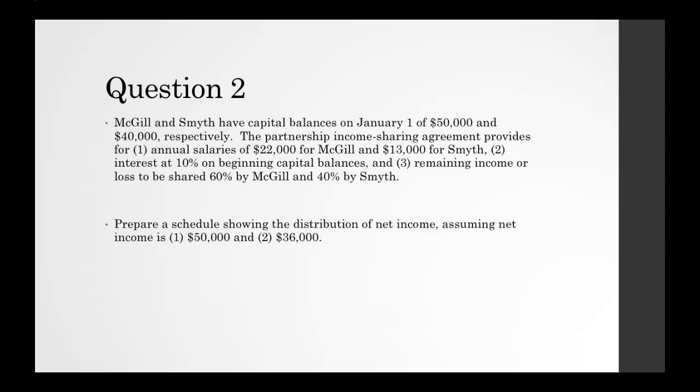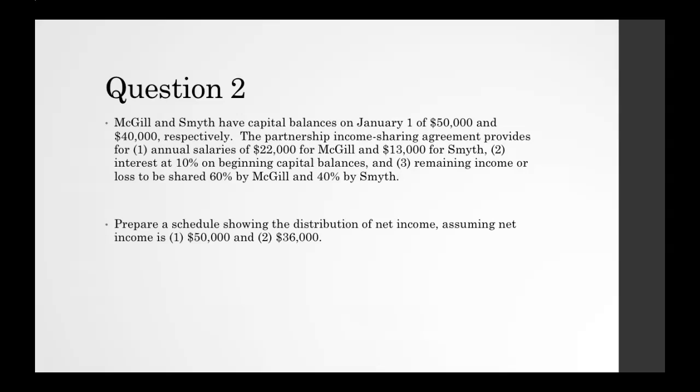So now if we take a look at question number 2, it says that McGill and Smith have capital balances on January 1st of $50,000 and $40,000 respectively. The partnership income sharing agreement provides for annual salaries of $22,000 for McGill and $13,000 for Smith. There's also interest of 10% on the beginning capital balances, and then any remaining income or loss will be shared 60% by McGill and 40% by Smith.